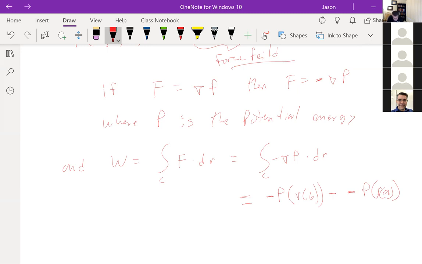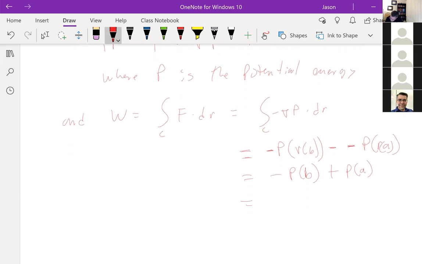So what is this? I'll just call R of B my position at point B. My position at point B dictates my potential energy at point B. That makes sense from a physics standpoint. So this is negative P of B, and this is plus P of A. I'm going to rewrite this because I don't like the negative in front, so P of A minus P of B.